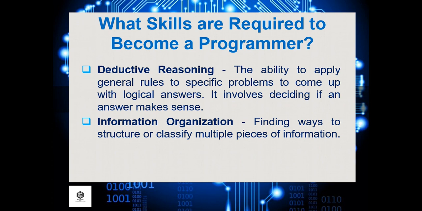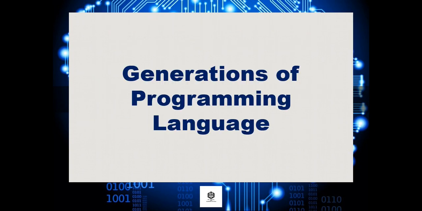Another skill that is required to become a programmer is deductive reasoning, the ability to apply general rules to specific problems to come up with logical answers. It involves deciding if an answer makes sense. Next is information organization, wherein finding ways to structure or classify multiple pieces of information.